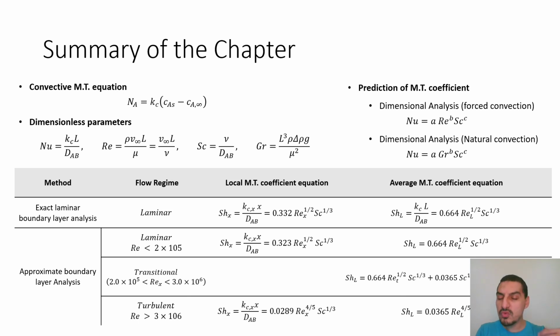We will talk more about the correlations that we can use to calculate the mass transfer coefficient in chapter 28, which is the after next chapter. And we will talk in more detail about the shapes and the correlations for different degrees of turbulence and different geometries. So there will be more discussion about this.